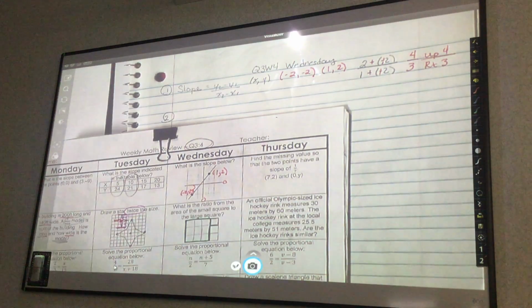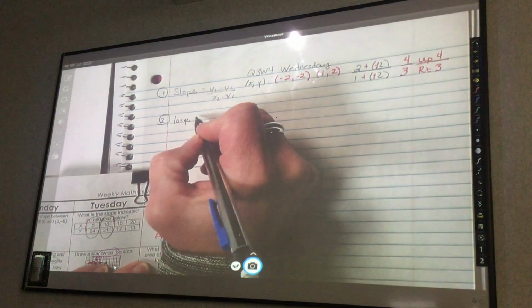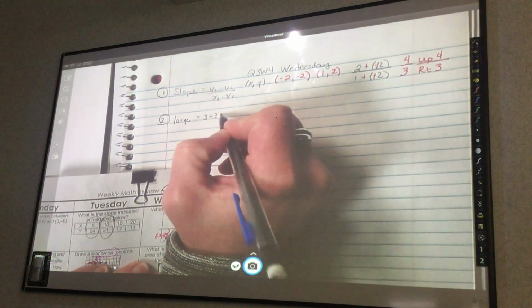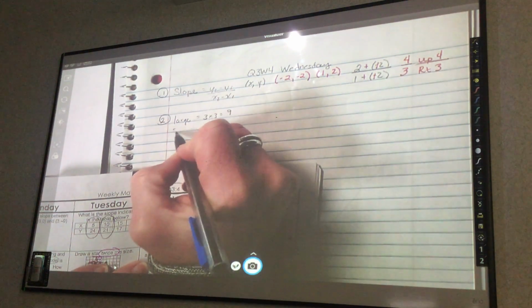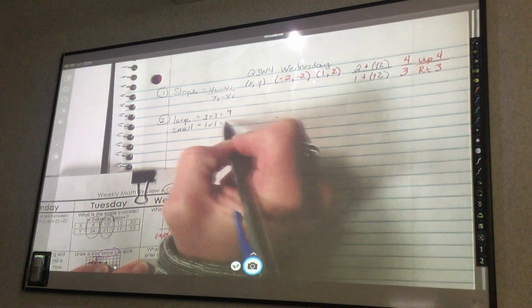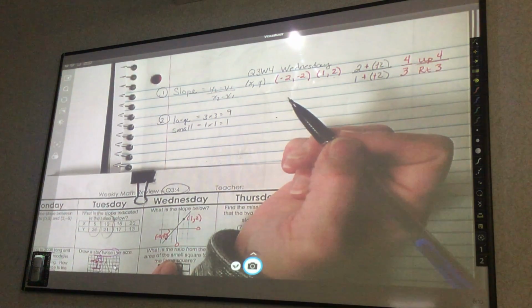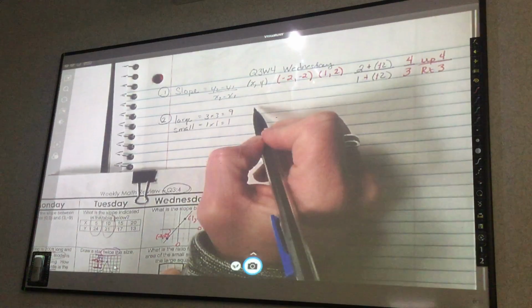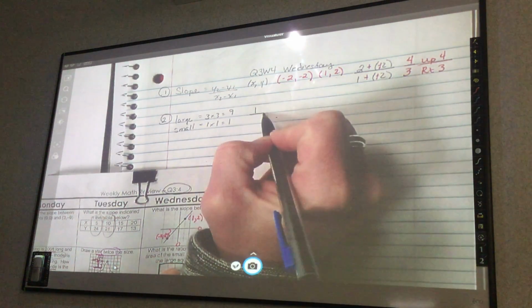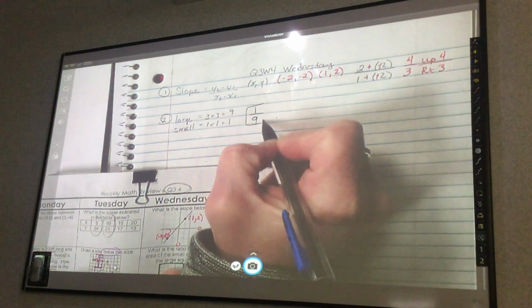So the large square is a 3 by 3, which is 9, and the small square is 1 by 1, which is 1. And we want the ratio from the area of the small to the large. So I have to do small is on top, large is on the bottom. So this is my ratio.